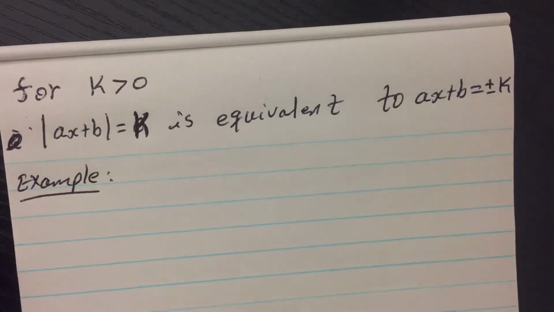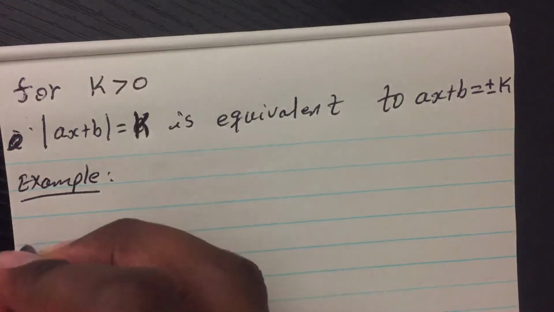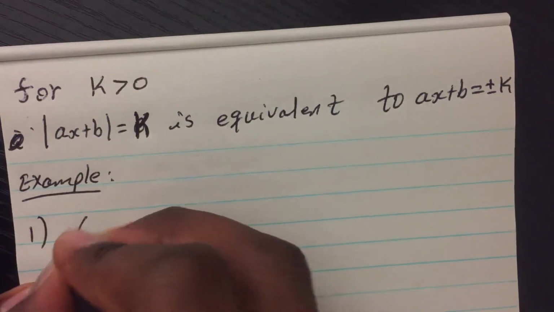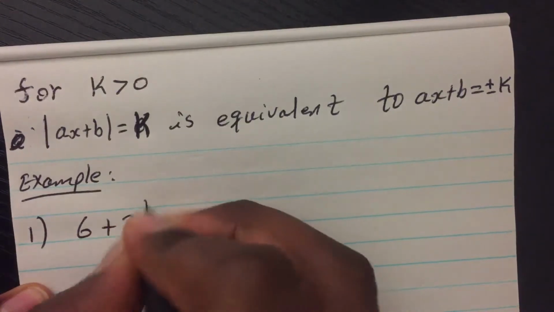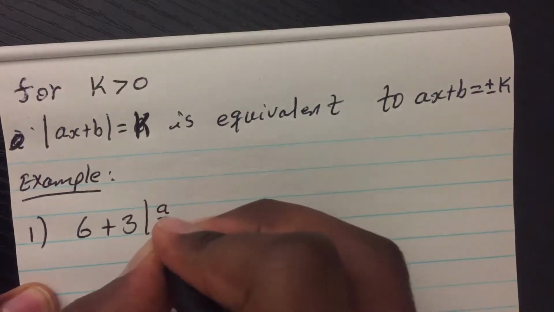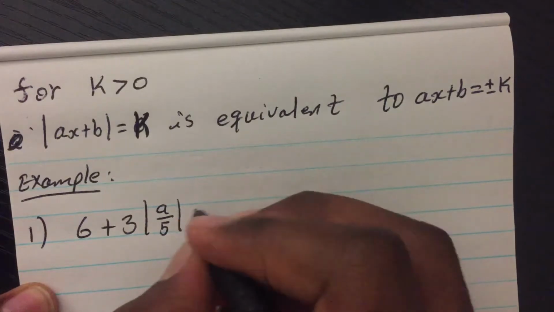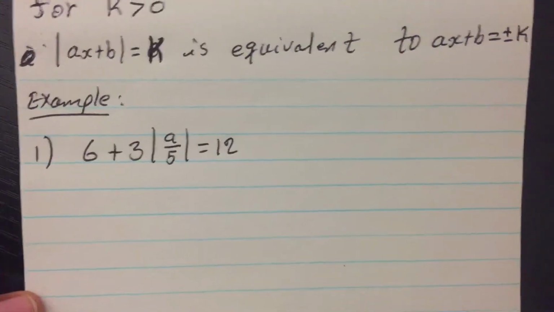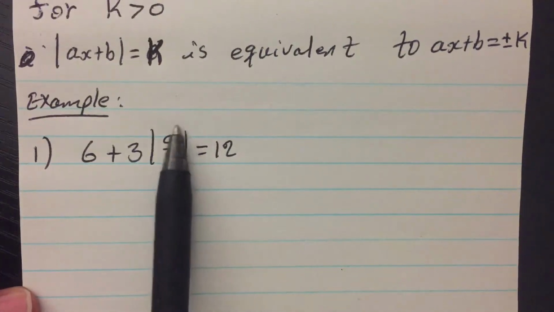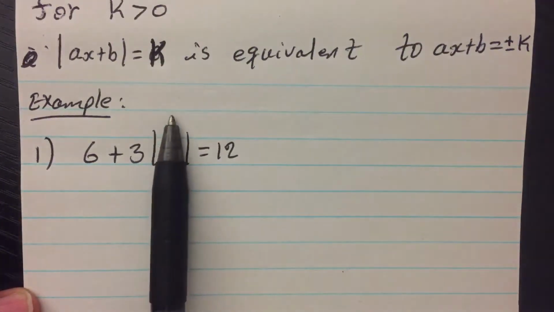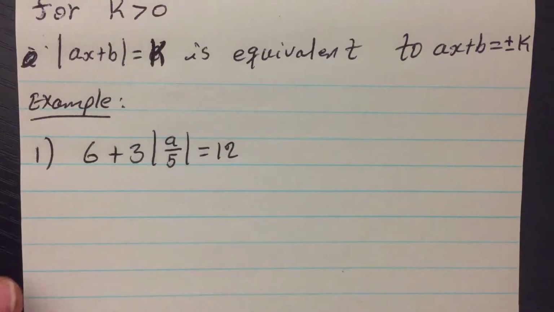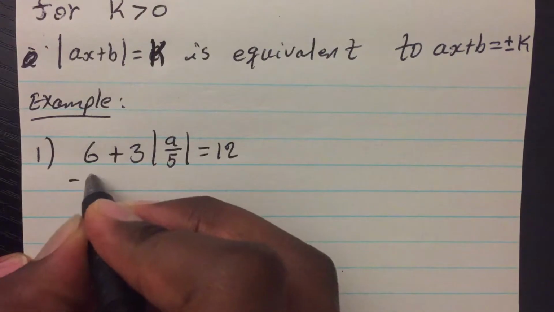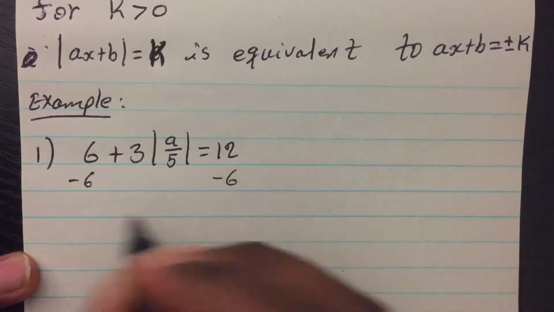Let's look at an example. Let's suppose we have the following problem: 6 plus 3 times the absolute value of a divided by 5 equals positive 12. Now, when you're solving absolute value equations, you want to get the absolute value part by itself on one side, meaning get rid of the 6 and the 3. So the first thing we get rid of is the addition and subtraction of those numbers.